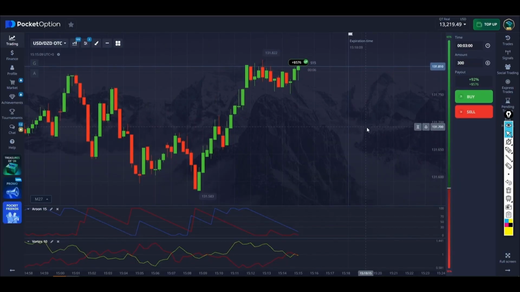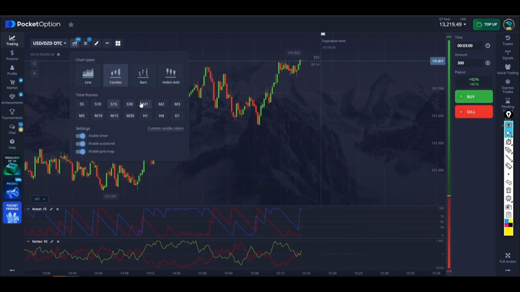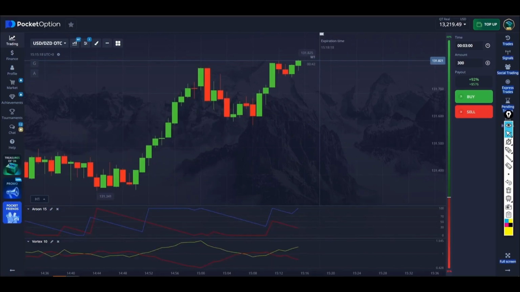Great, another trade closes in my favor. Perfect. And the most important thing, guys, trade with the trend. Let's find one more setup and put this theory to the test.